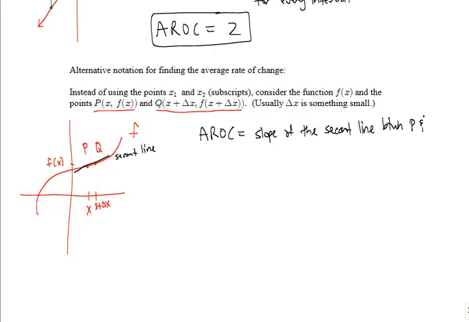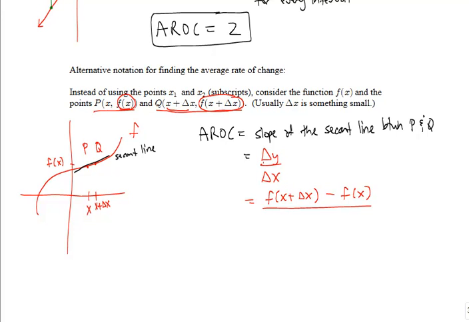So how do you find the slope of that secant line? Well, that's just the change in the y values over the change in the x values. So the change in the y's is the y value of Q, which is f of x plus delta x, minus the y value of P, which is our f of x. And then on the bottom, we're going to do the difference in our x's.